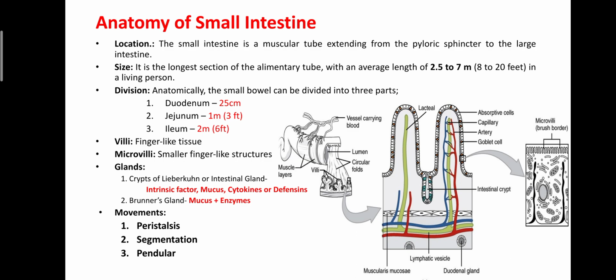The small intestine anatomically is divided into three parts: duodenum, that is 25 centimeters, then jejunum 1 meter, then ileum 2 meters. So dear students, the duodenum is the proximal portion of the small intestine.